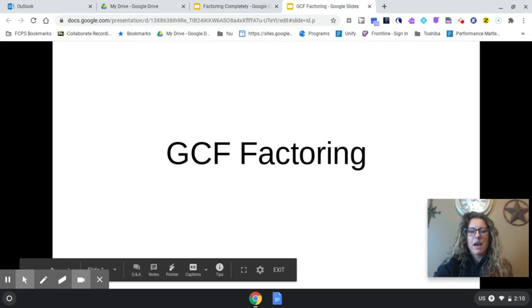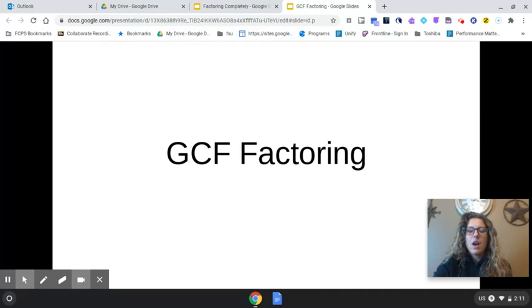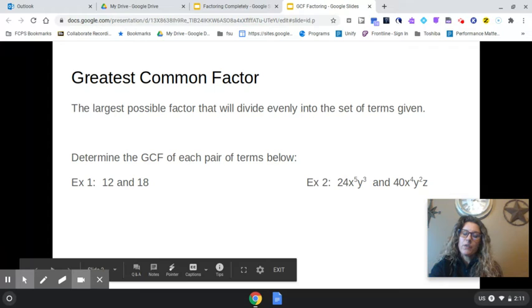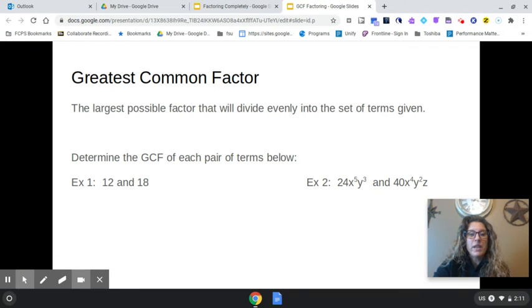Today's lesson is going to be covering GCF factoring, or factoring out a GCF. So let's begin by talking about what a greatest common factor is. A greatest common factor is the largest possible factor that will divide evenly into a set of given terms. It could be just a constant that we're factoring out if a number divides evenly into both terms, or it could involve a polynomial term, a constant, and maybe some variables with it.